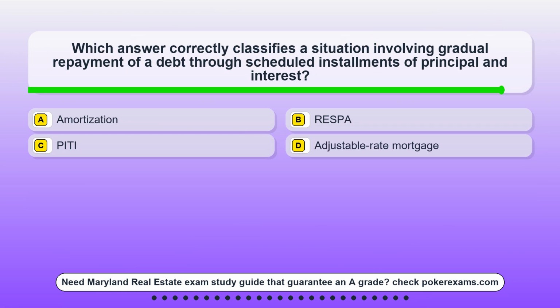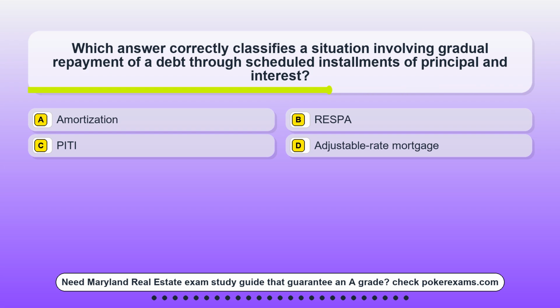Question 25. Which answer correctly classifies a situation involving gradual repayment of a debt through scheduled installments of principal and interest? Option A, amortization. Option B, RESPA. Option C, PITI. Option D, adjustable-rate mortgage.